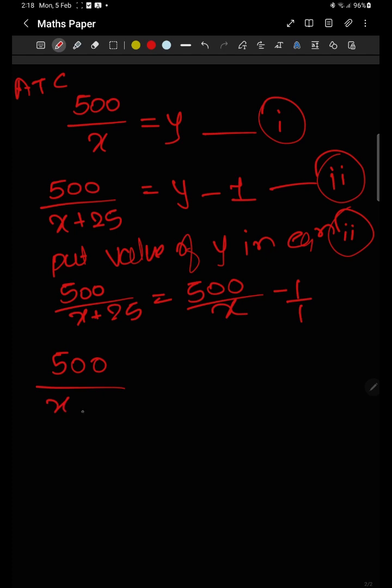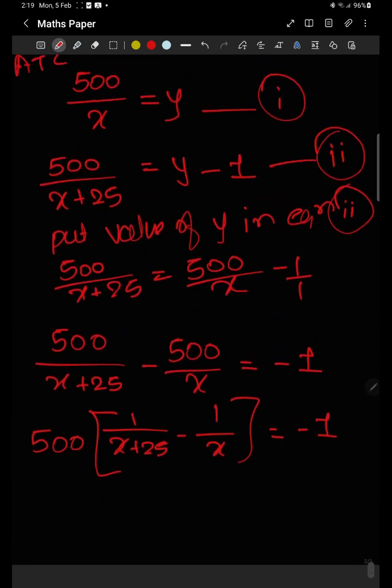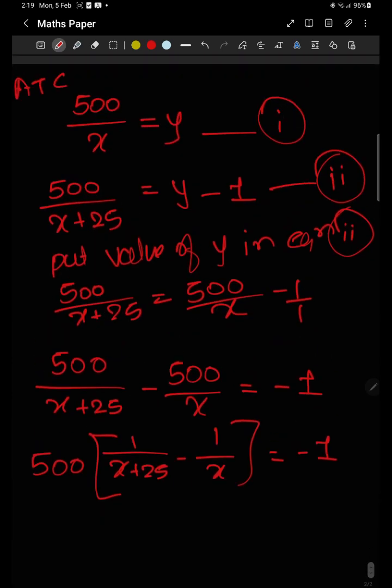500 divided by x plus 25 is, well, I can write it like this: 500 by x is positive, while shifted to LHS it will be subtracted, and then here I get minus 1. Okay, so if I take 500 common, what I get in the bracket is 1 upon x plus 25 minus 1 upon x is equal to minus 1. This 500 is in multiplication, while shifted to RHS it will be divided.